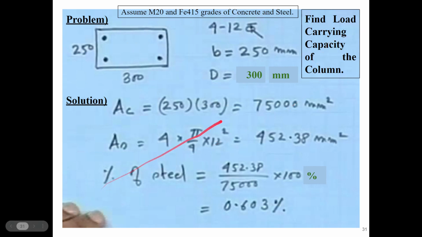So how to do this? Basically the area of concrete will be 250 into 300, which is 75,000 millimeter square, and the area of steel will be 4 into pi by 4 into 12 square, so it will be 452.38 millimeter square. The percentage of steel will be 452.38 by 75,000, which comes to around 0.603 percent.